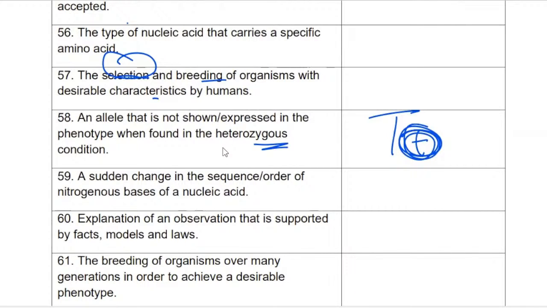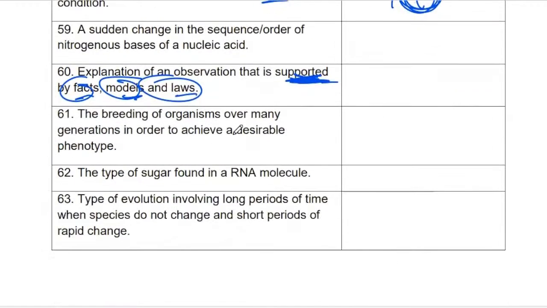An explanation of an observation that is supported by facts and models. Here they didn't talk about a tested hypothesis, but the moment it is supported, it becomes a theory. The breeding of organisms over many generations in order to achieve a desirable phenotype is artificial selection. The type of sugar found in RNA is ribose sugar.